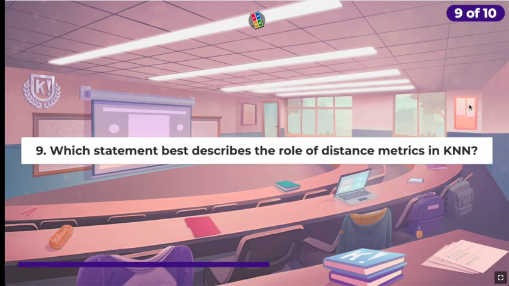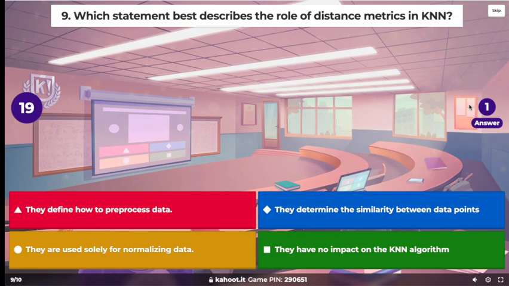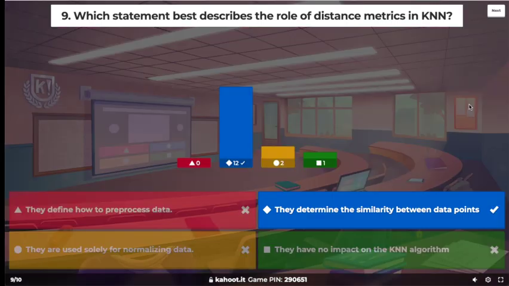So which statement best describes the role of distance metrics in KNN? I want to see how we can interpret those distance measures. What do they calculate? Right, so they determine the similarity between data points. Because we want to find the k nearest neighbors, the ones that are closest, and closeness can be defined in terms of different distance measures, like Euclidean distance, Manhattan distance, or other measures. It defines how similar or dissimilar 2 points are.